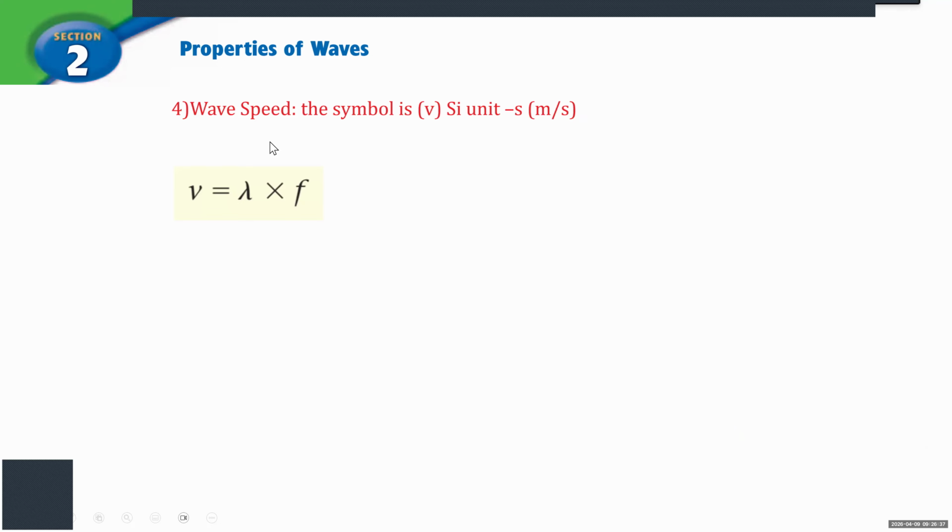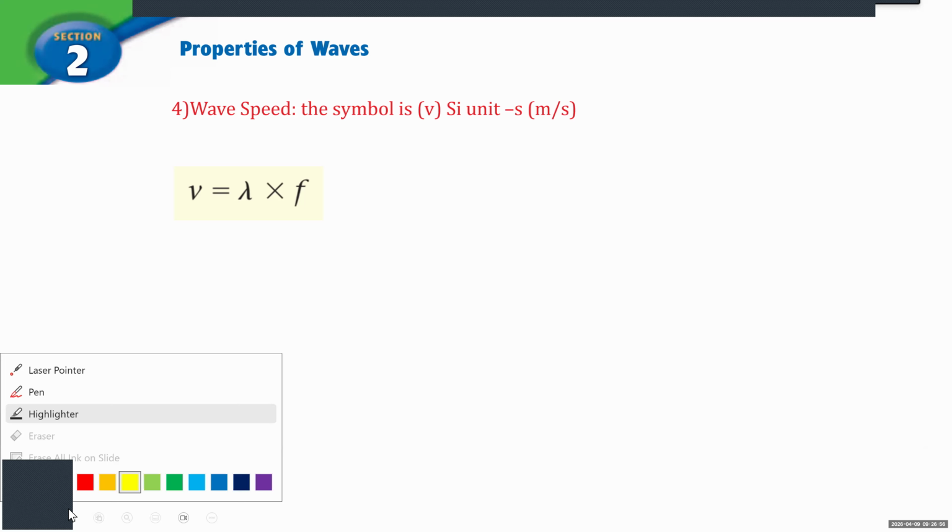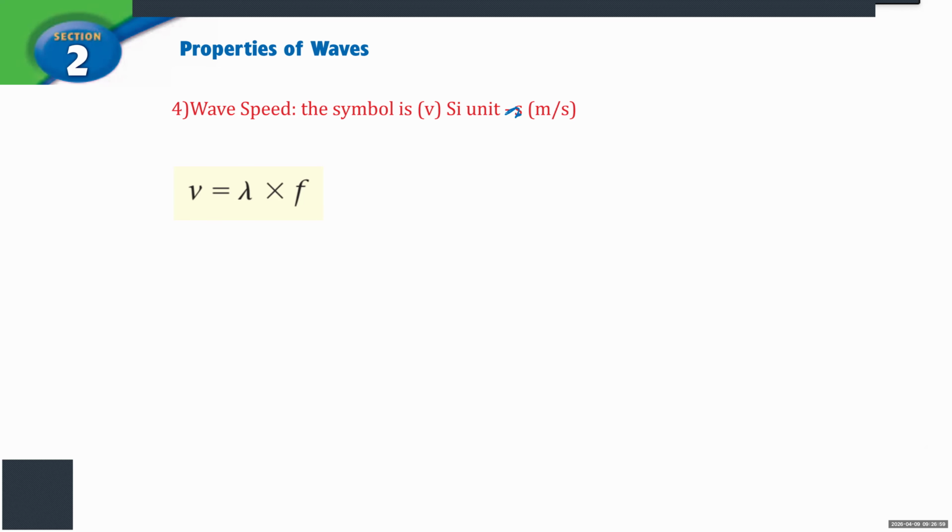We have the last property of the wave: wave speed. The symbol is v small, not V capital. The SI unit is meter per second. The equation is v equal to lambda times frequency. I said lambda is wavelength and this is frequency.